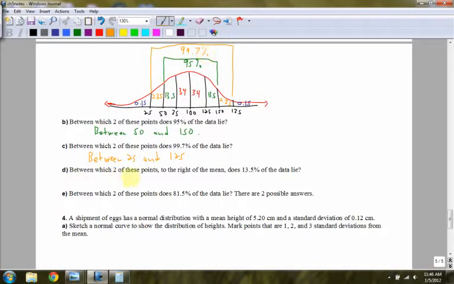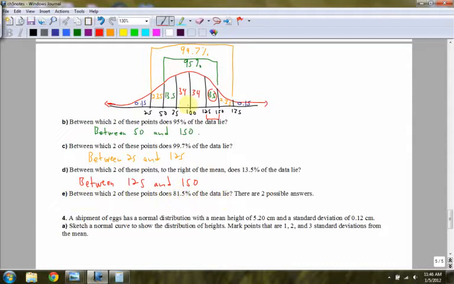Next thing it says, between which two of these points to the right of the mean does 13.5% of the data lie? So to the right of the mean, we're looking in this section here. Well, we know that 13.5% lies between these 2 points right here, because there's your 13.5. So between 125 and 150.